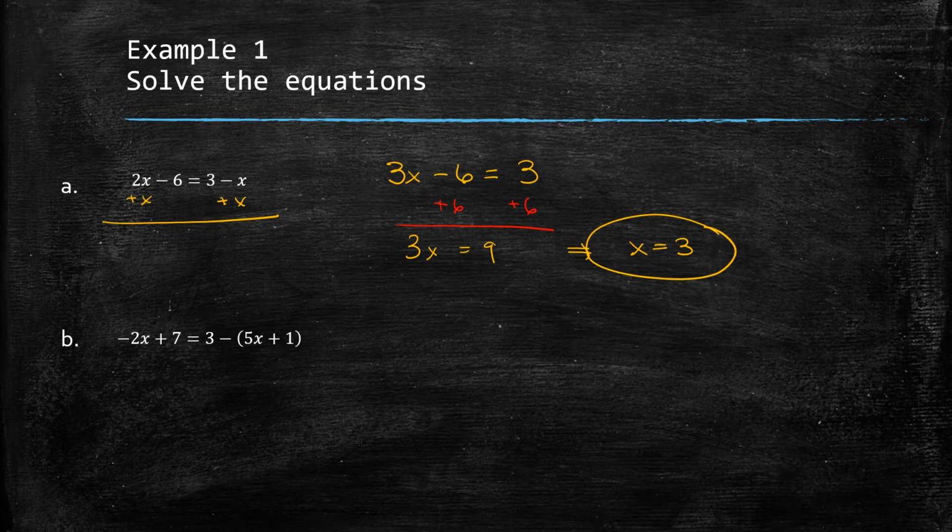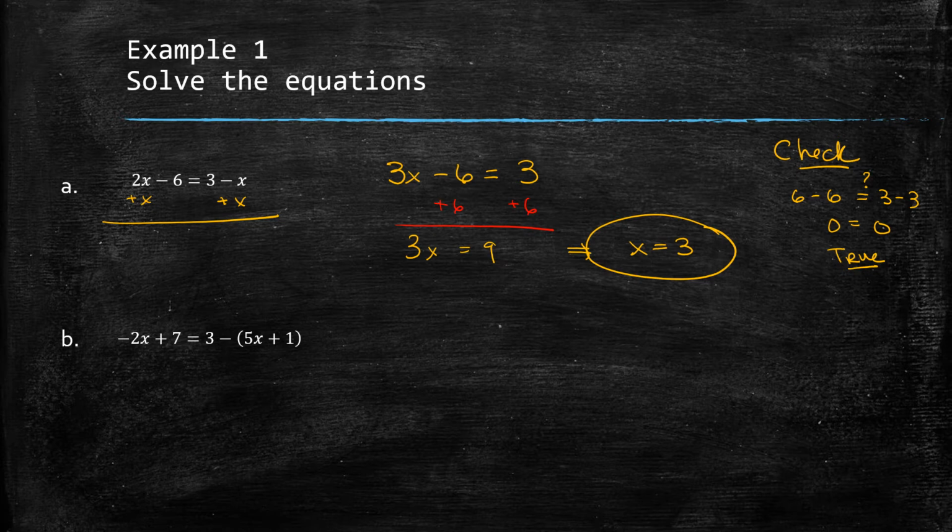I can check this quickly by plugging a 3 in for the x's. So 3 times 2 is 6 minus 6, and I'm checking to see if this is going to equal 3 minus 3. I get 0 is equal to 0, which is a true statement.